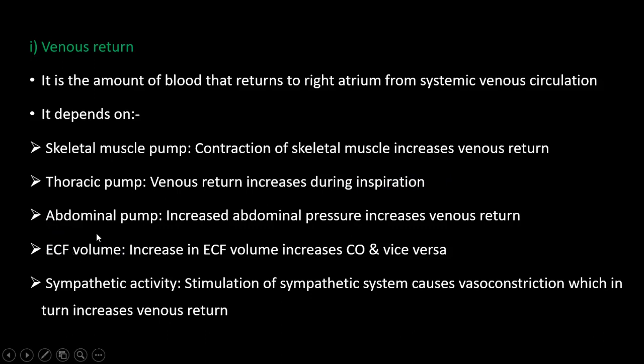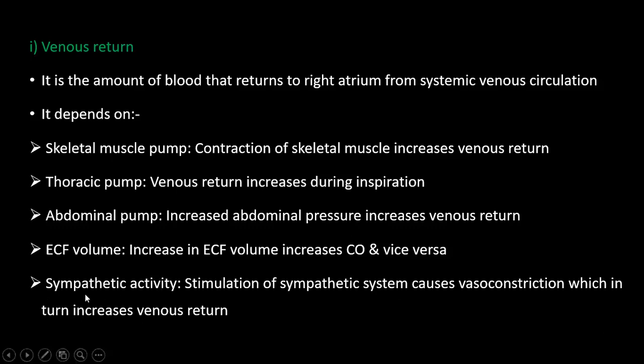Now the third factor is abdominal pump. During inspiration, intra-abdominal pressure rises due to the descent of the diaphragm. Therefore, increased abdominal pressure compresses the intra-abdominal blood vessels so that the blood is pushed towards the heart. Now, the next factor affecting is ECF volume, or extracellular fluid volume. Increase in ECF volume, as in the case of pregnancy, increases cardiac output, and vice versa. That is, decrease in ECF volume, which is seen in diarrhea and vomiting, decreases cardiac output.